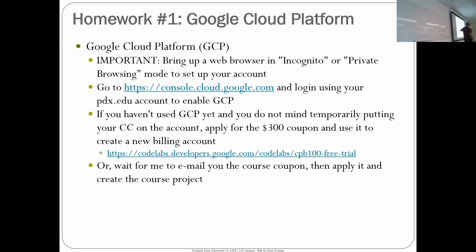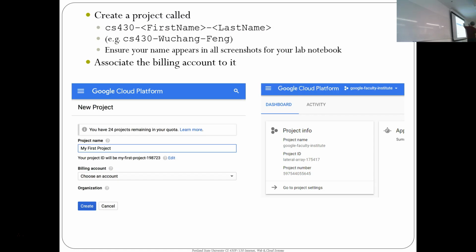So I will be sending the course coupon over email, probably not until towards the end of this week, because I have to make sure I know the roster. I want to make sure the roster is set. Okay, and I want you to create a project called CS4, the same thing as your Git repo, should be named the same.